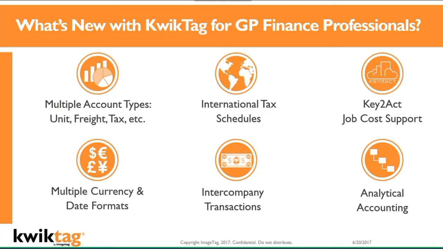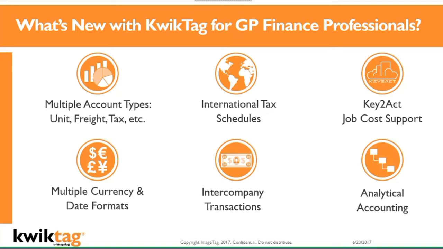Now, in the GP Pro client in particular, we didn't cover all of these details, but I just want to highlight a few of them for you because oftentimes you might be working with an out-of-the-box scenario or maybe a little bit unique situations where you use things like multiple account types, unit, freight, tax, etc. The GP Pro client supports all of those things. Certainly international taxes we talked about. One thing that I didn't show you but I want to make you aware of is that we also integrate with Key2Act job cost support.